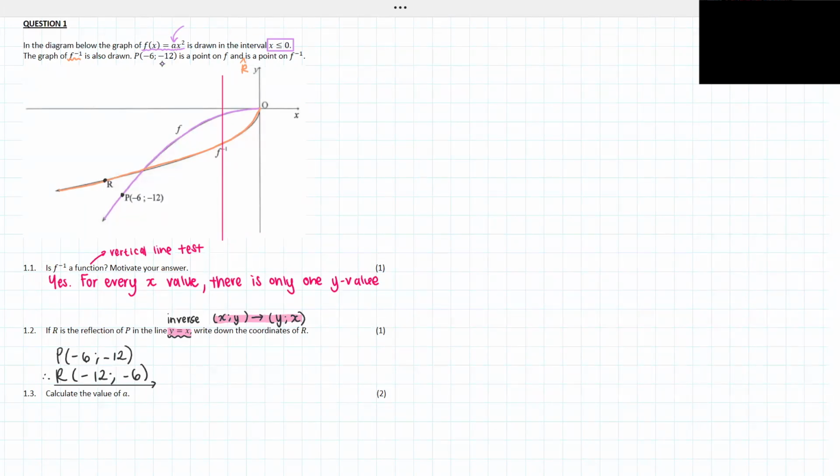So can someone tell me, and you can do it in the chat or you can unmute yourself, I don't really mind. Can someone tell me how we will now go and find this value of a? So given all the information we have, how will we go and find the value of a?